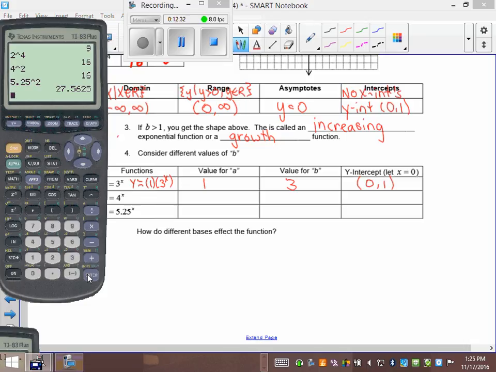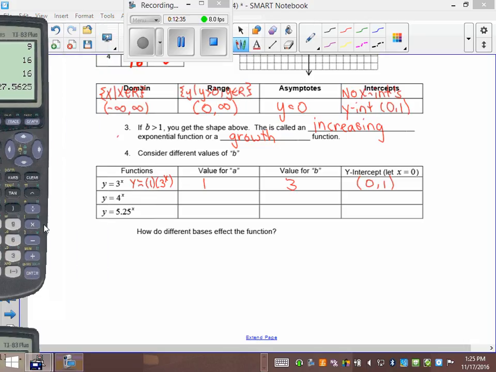It grew faster. So all of these ones in particular had a values of 1 because they don't have an a value in front of them. This one has a b value of 4, and this one's 5.25. And they also had y-intercept at 0 and 1. How do the different bases affect the function? This is called a base. The b is the base, which is kind of nice. So the b value is your base. What does the base do? The larger your base, what happens? The faster it grows.